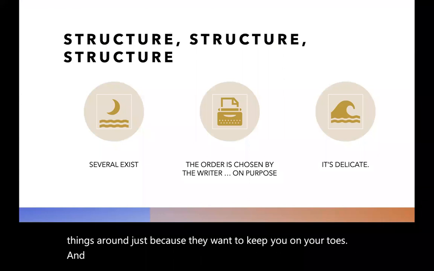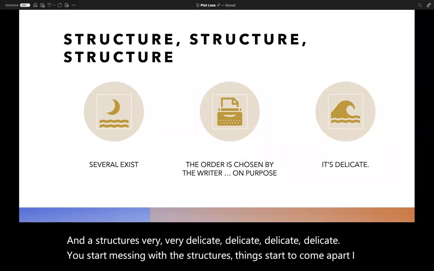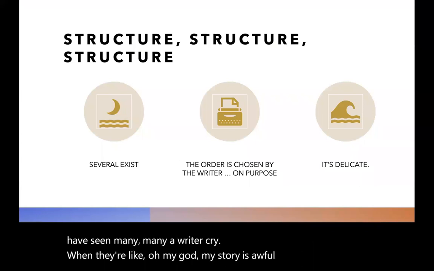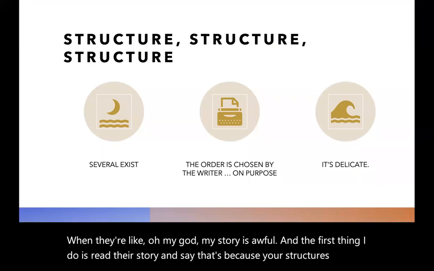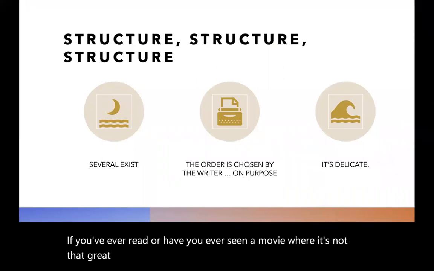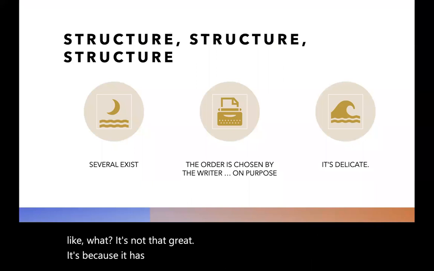And a structure is very, very delicate. If you start messing with the structure, things start to come apart. I have seen many a writer cry when they're like, "Oh my God, my story's awful," and the first thing I do is read their story and say, "That's because your structure is off." If you've ever read a book or seen a movie where it's not that great, like it starts off really good, but then you're like, wah, wah, it's not that great, it's because it has act two structure problems.